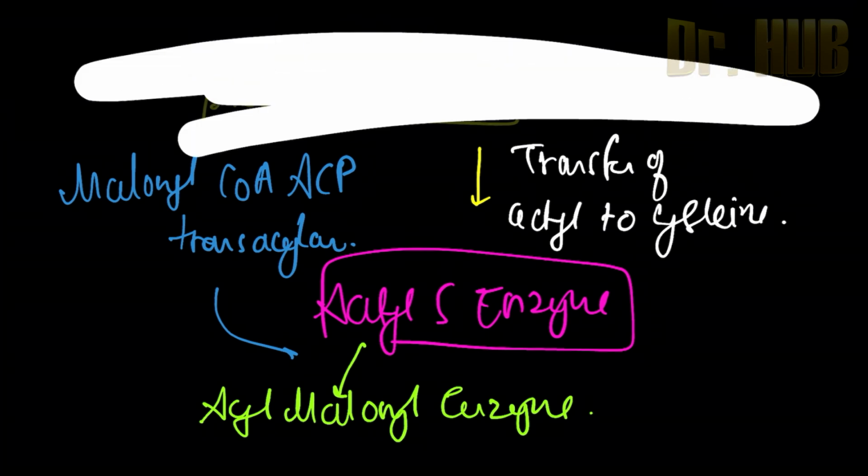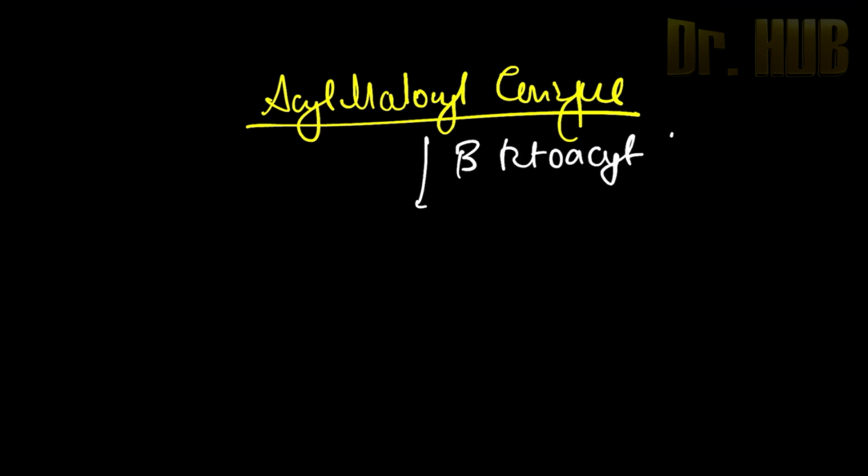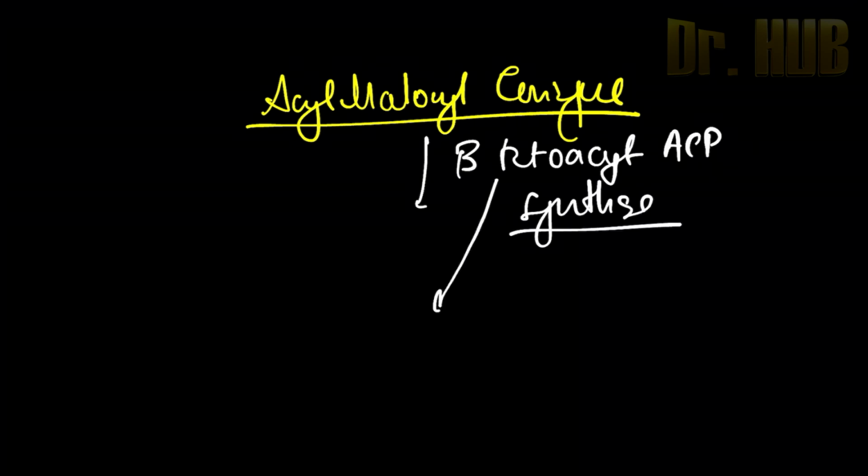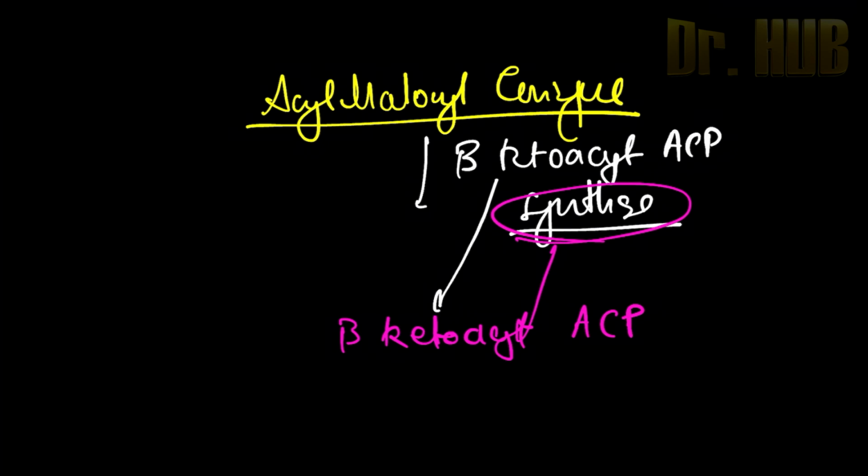Next, from the acyl malonyl enzyme, in presence of the beta ketoacyl ACP synthase. Wherever synthase is present, the same product will be carried forward. So in presence of this enzyme, what is formed? It will be the beta ketoacyl ACP.